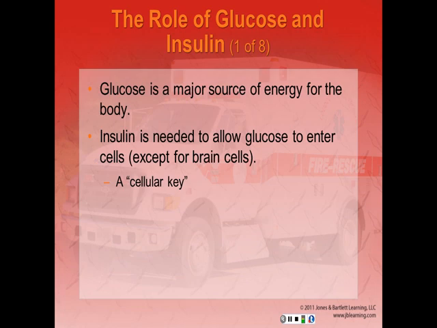Glucose and insulin supply the body with the energy necessary for its cells to function. Glucose is a major source of energy for the body, and without a constant sufficient supply, brain cells will rapidly suffer permanent damage. Insulin is needed to allow glucose to enter the cells, with the exception of the brain. This is said to be a cellular key. Without insulin, glucose from food remains in the blood and glucose levels become too high. This is called hyperglycemia. Once glucose levels reach twice the normal amount, and normal is considered 80 to 120, the excess will be excreted by the kidneys.